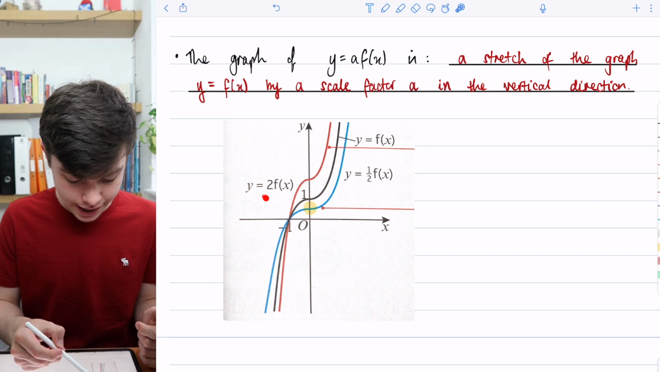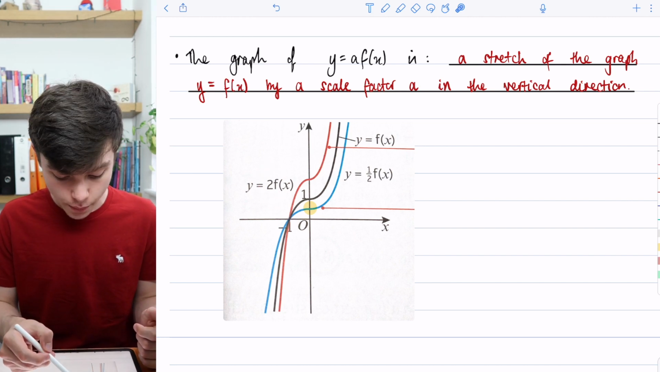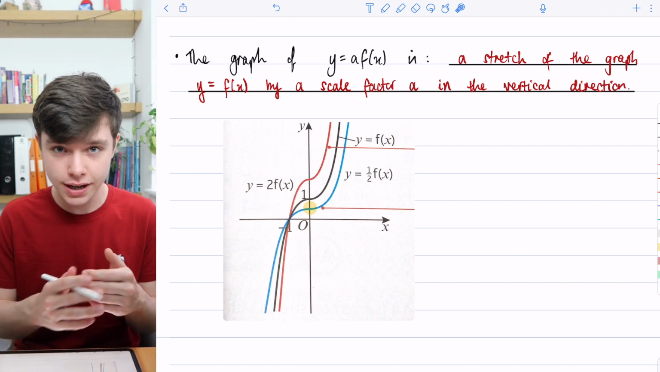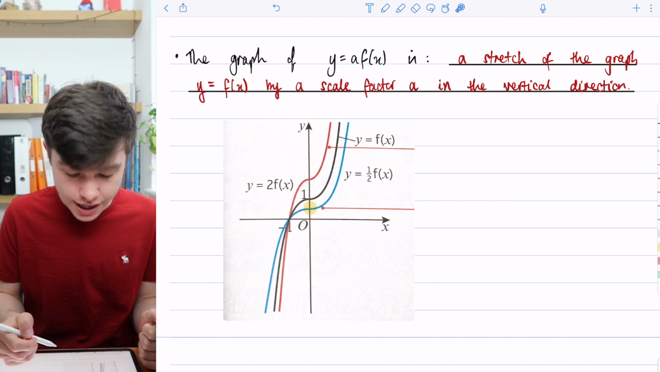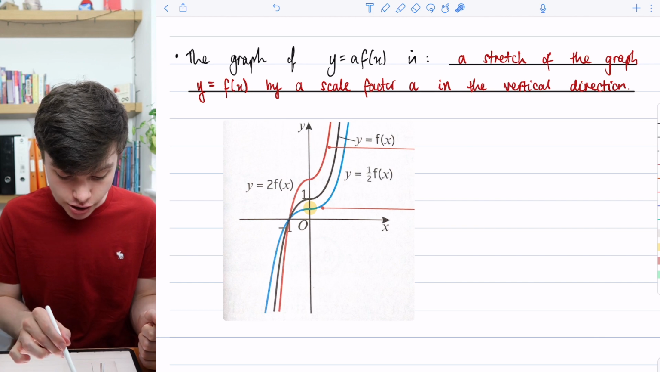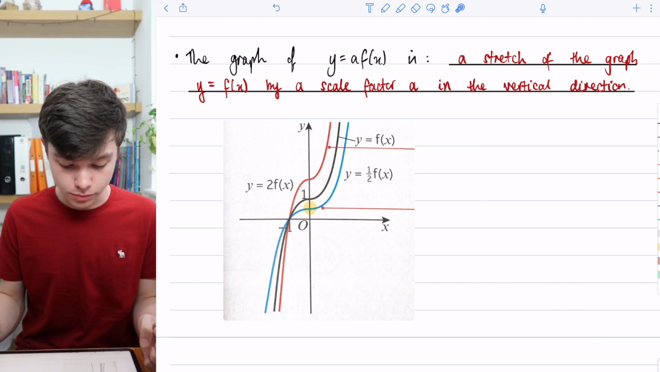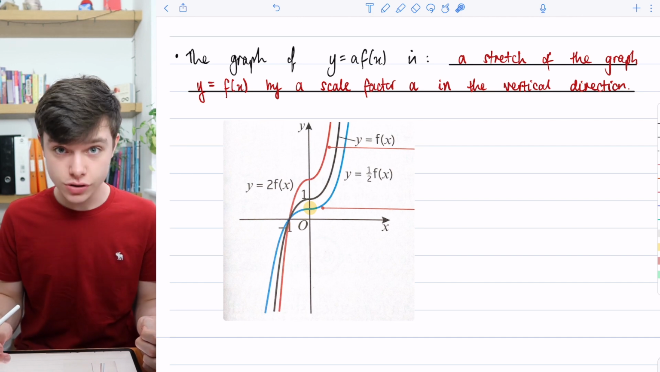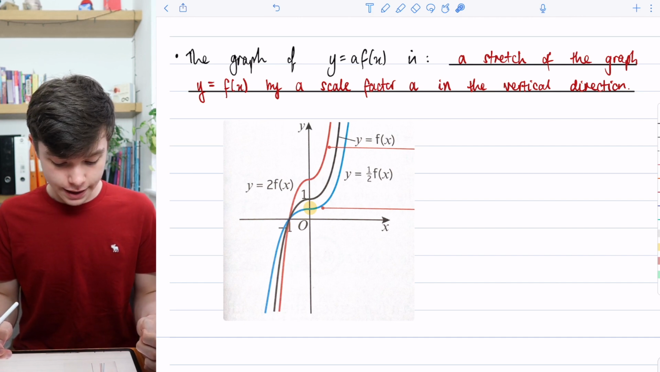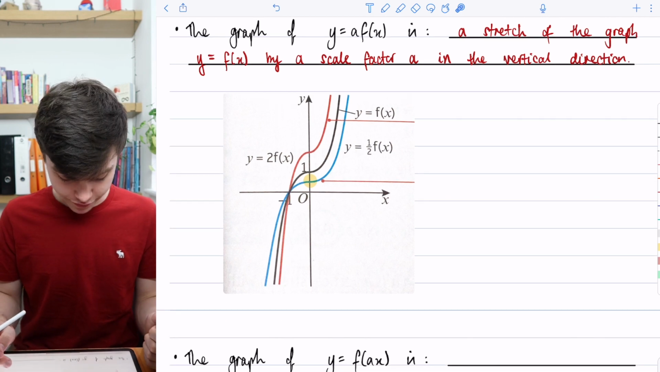If we have an integer like 2 here, we can see this is the stretch and it kind of stretches inwards a little bit, and we do a stretch in the horizontal, in the vertical direction, and the blue is a half, so it becomes a little bit fatter, if you like. Okay, so that's just an interpretation on the graph.